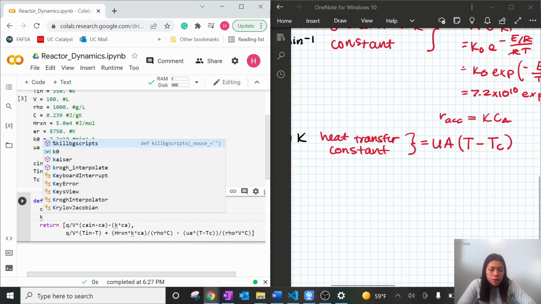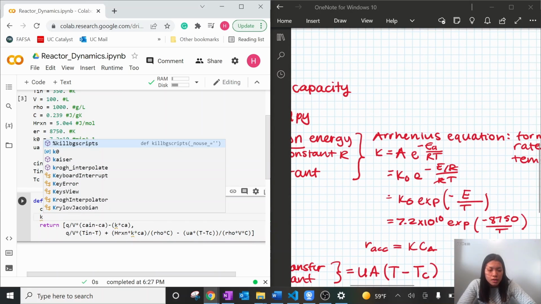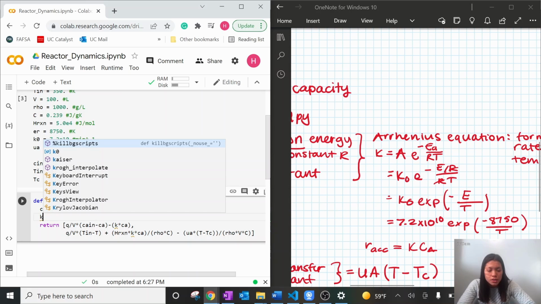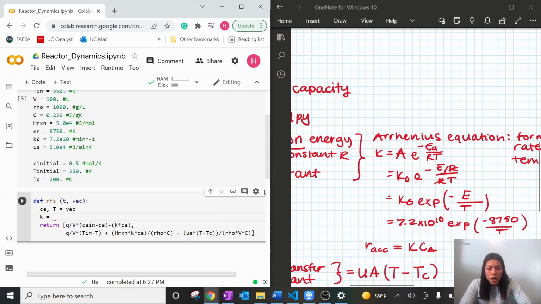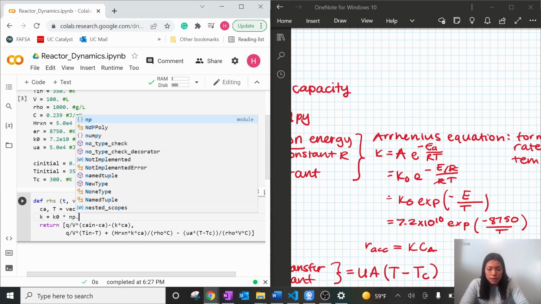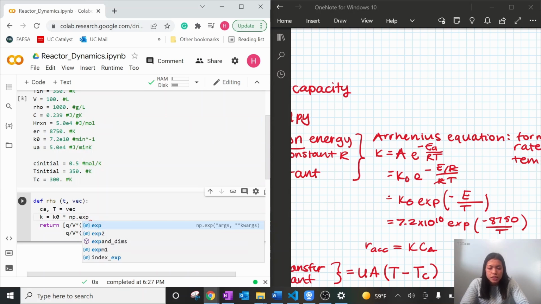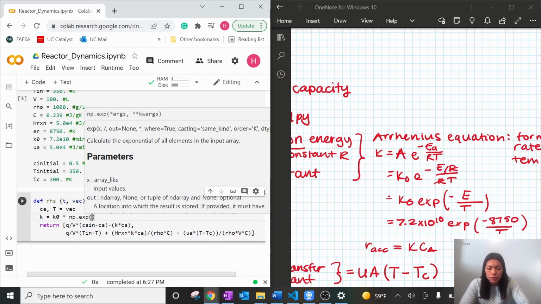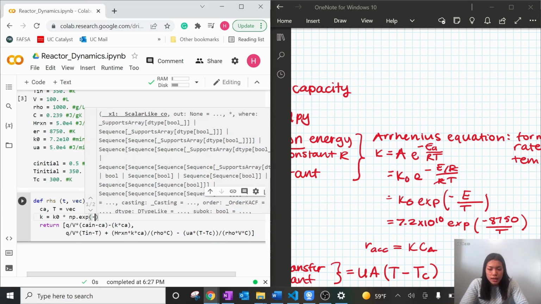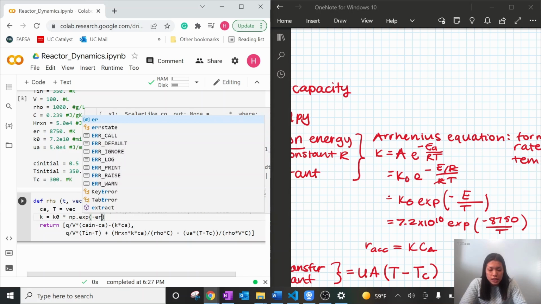When we were talking about parameters in the previous video, we said that the reaction rate is the Arrhenius equation, so that's going to be the constant K naught multiplied by numpy np.exp. This is the E value, and it is the negative activation energy divided by the temperature.